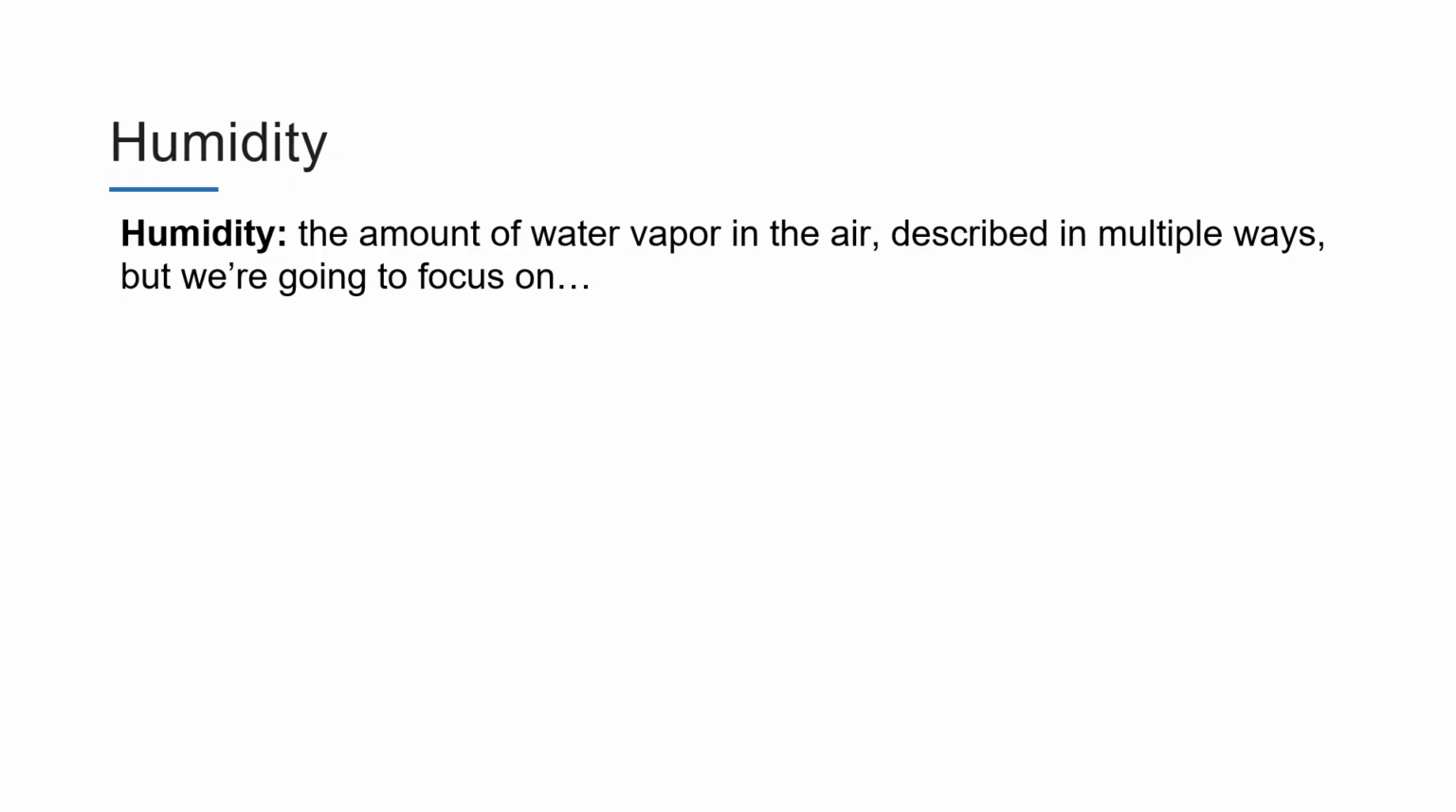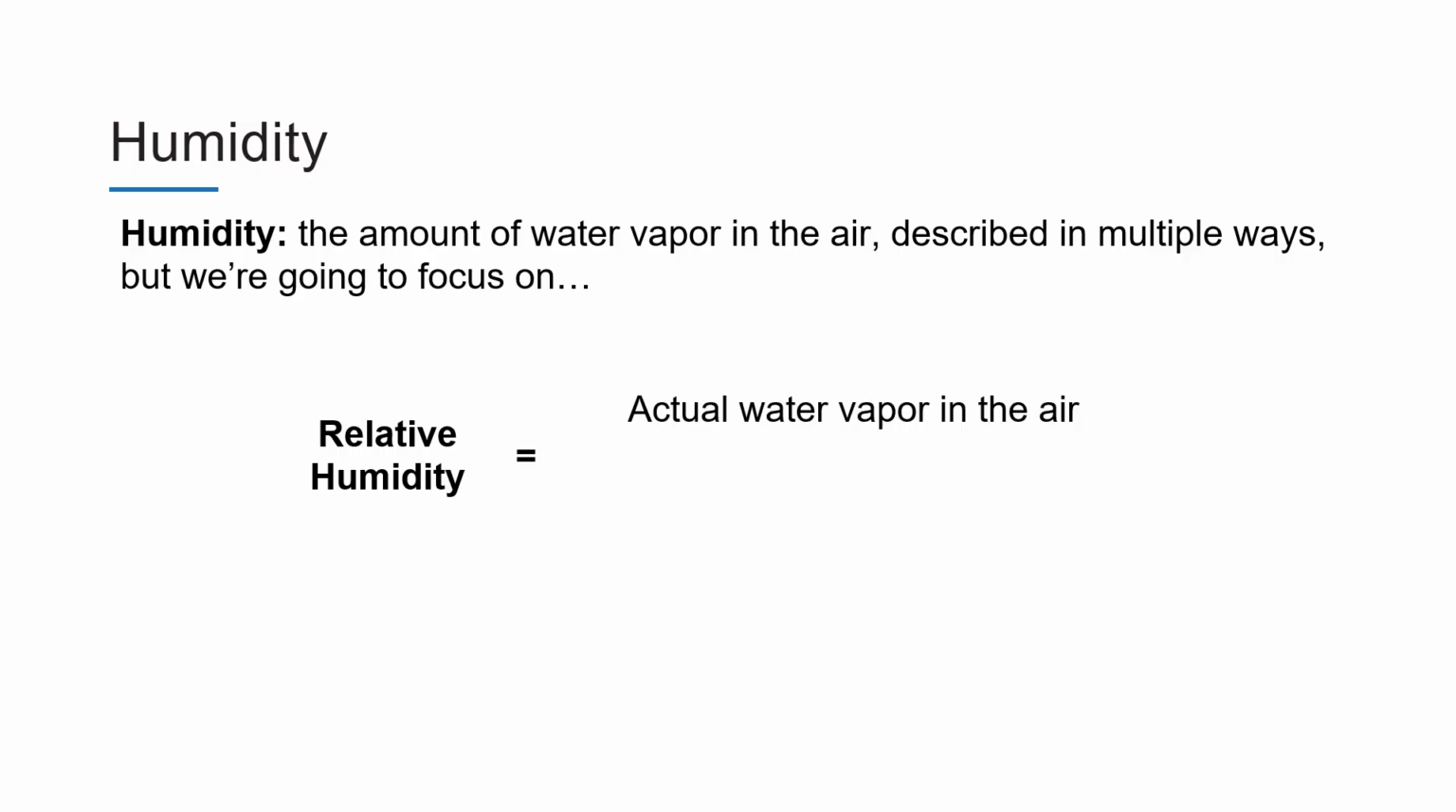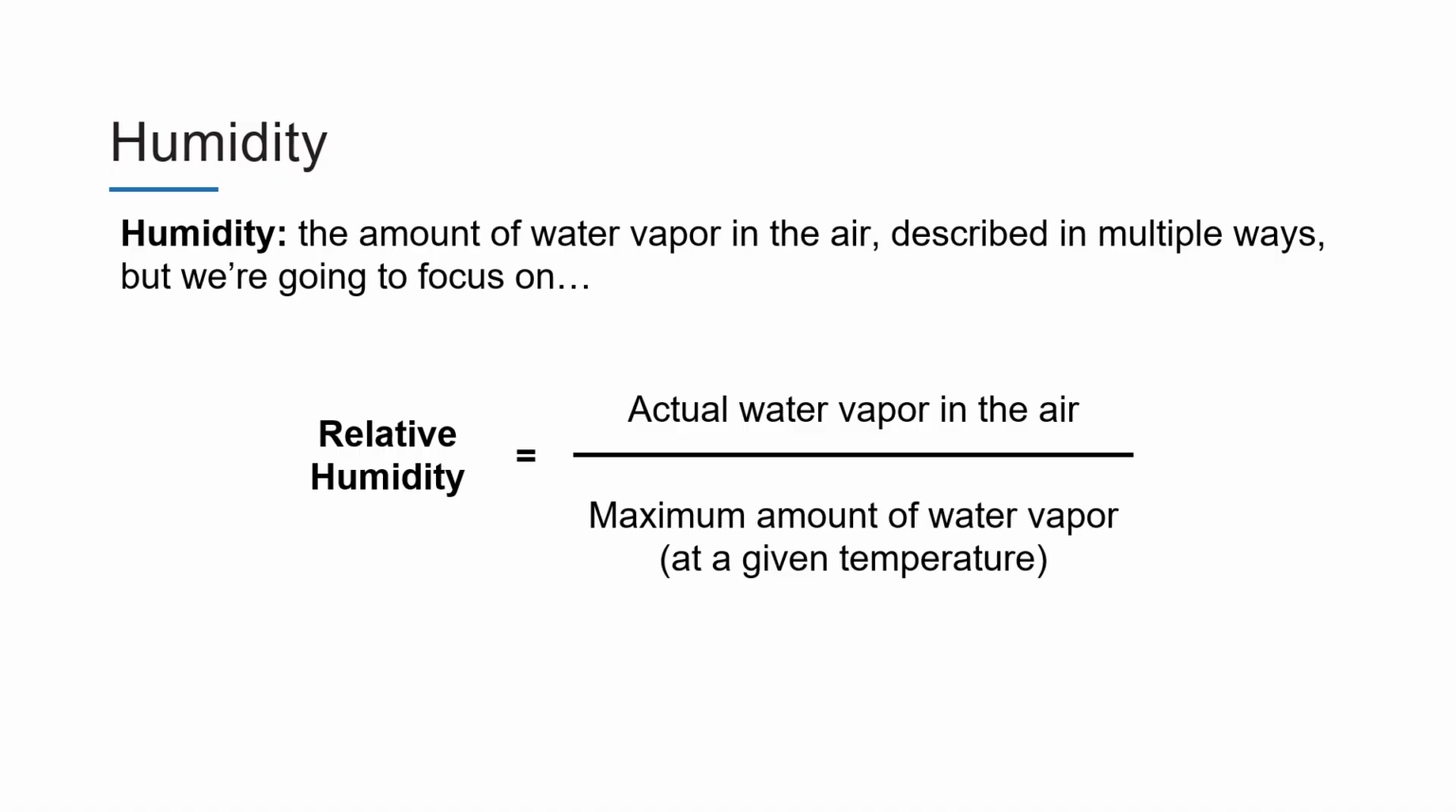So humidity refers to the amount of water vapor in the air. It's described in multiple ways, but we're going to focus on relative humidity. This is a measurement of the actual amount of water vapor in the air, measured in grams, divided by the maximum amount of water vapor that the air can hold at a given temperature. And this maximum is called the capacity. So this gives us relative humidity as a percentage.